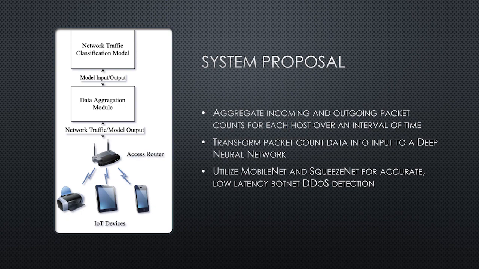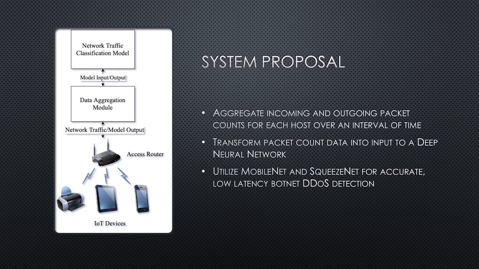As you can see, our system consists of two primary modules, the data aggregation module and the network traffic classification model. The data aggregation module is responsible for gathering data from the network's access router. Specifically, it gathers the number of incoming and outgoing packets from each network host. At the end of the current system cycle, these packets are formatted into suitable input for the network traffic classification model, which determines if one of the IoT hosts on the network may be compromised and participating in a DDoS attack.